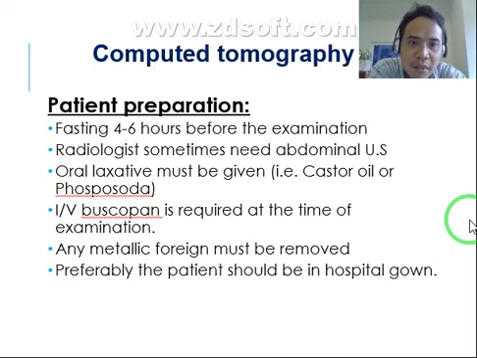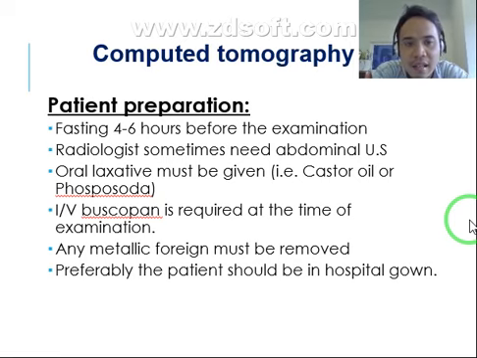So for the preparation, the patient should fast. Okay? So dapat mag-fast yung pasyente for 4 to 6 hours before the examination. The radiologists sometimes need abdominal ultrasound for comparison. Okay? Oral laxative must be given like castor oil or phosphosoda para mas malimpyuhan pa ang intestine. IV buscopan is required at the time of the examination. Kung walay IV, pwede ra po siyang oral.